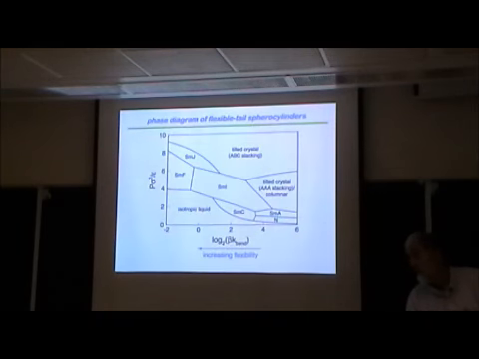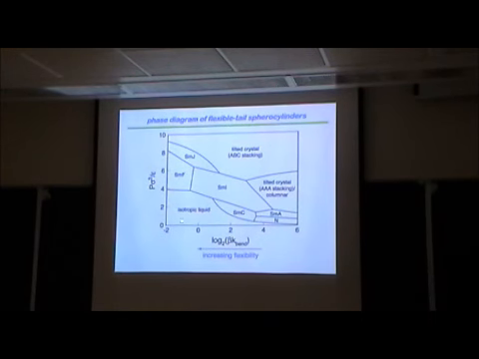Yeah. Okay, so this is the phase diagram you get with this model. Here the vertical axis is pressure, going from low pressure to high pressure, and the horizontal axis is temperature, going from high temperature to low temperature.